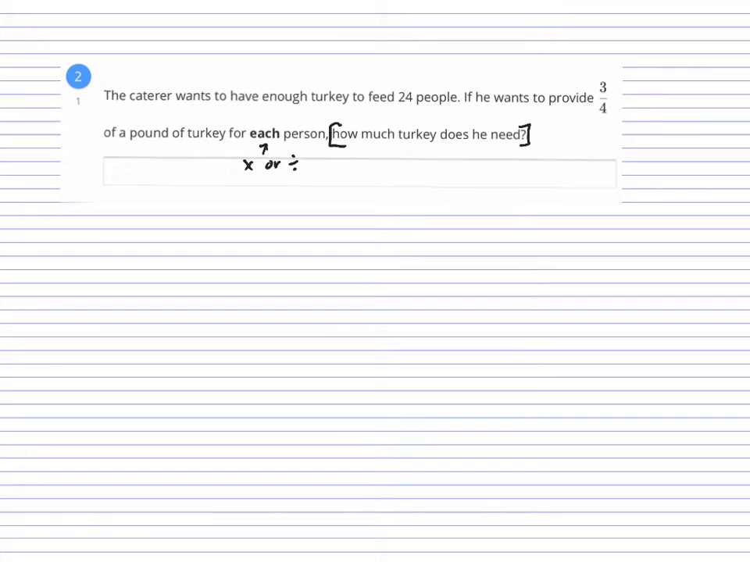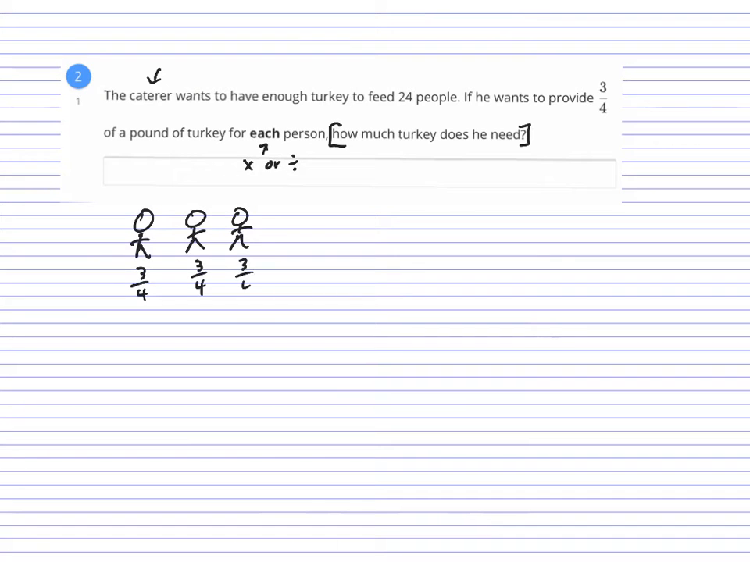So what's going on here is the caterer. A caterer is a person who makes food for large events. The caterer wants to have enough turkey to feed 24 people. So all these people are going to show up to this party, and the caterer wants to give 3/4 to each person.